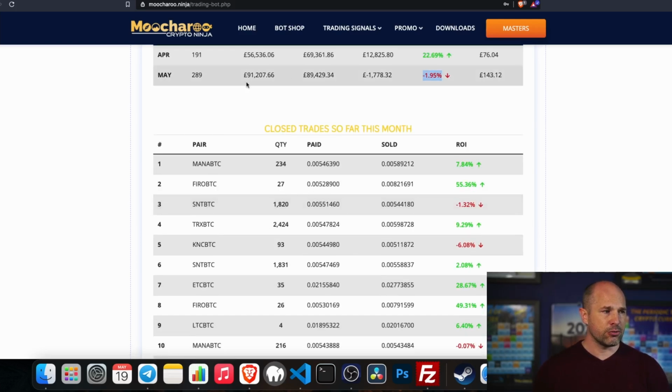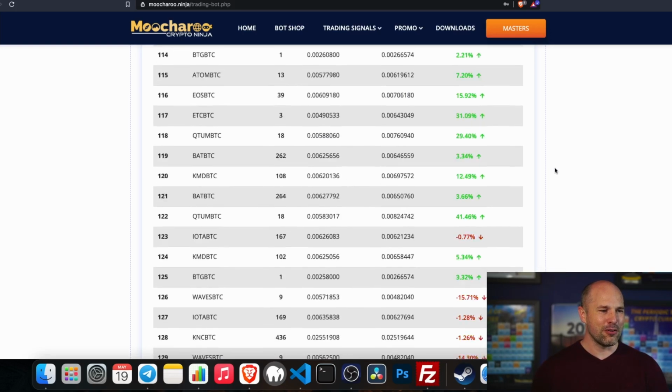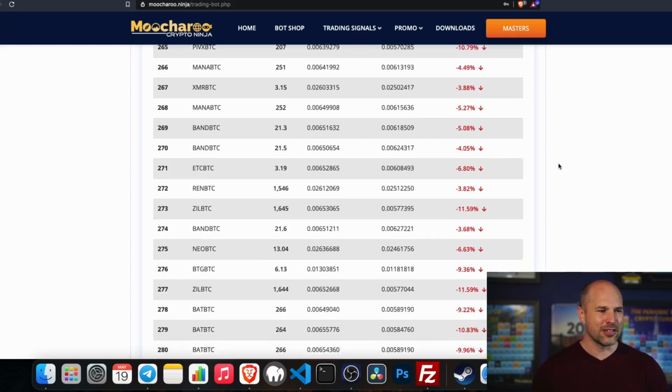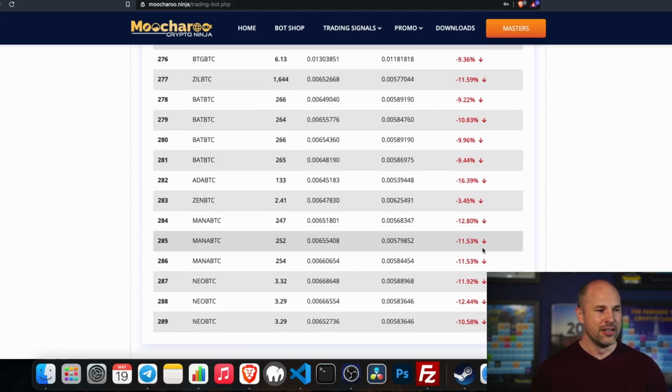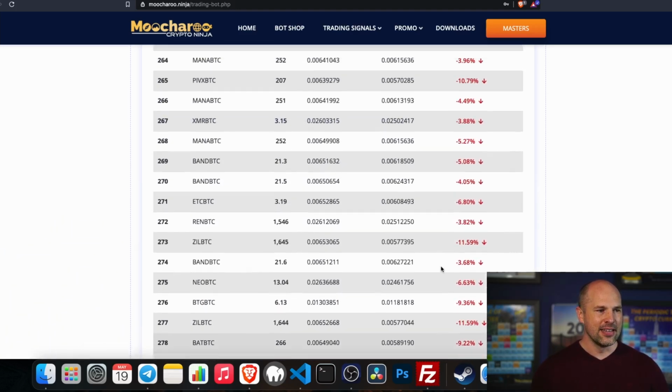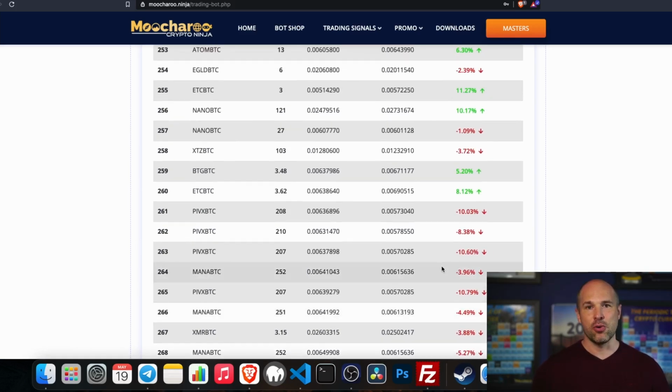In fact, if you scroll down all these trades, it's currently 289 trades so far this month. And scroll all the way down here to the bottom, you can see all of the trades now every single month. This is basically all of today's, which took a massive toll on what was some really good gains earlier in the month.